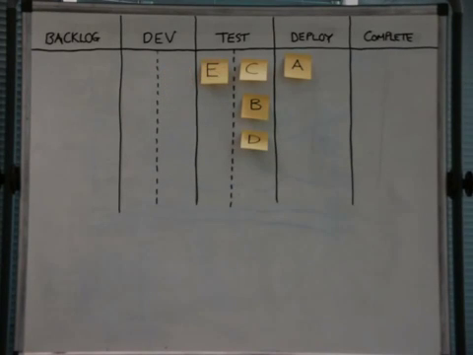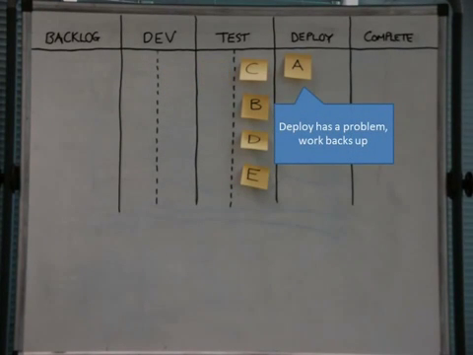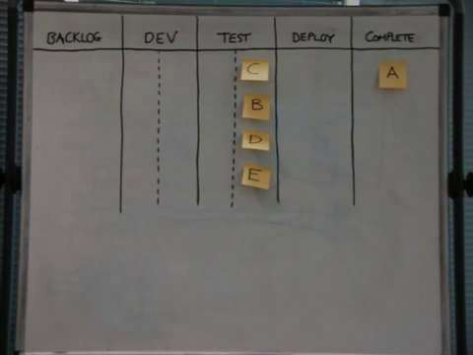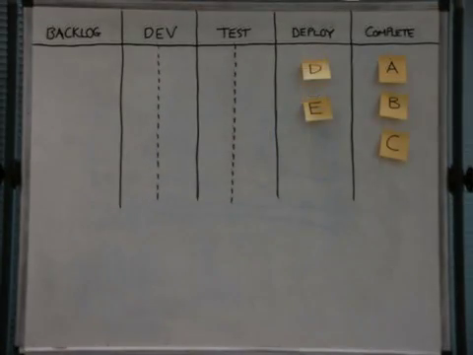And what we've got here, we've got a bottleneck. We've got a bottleneck forming because the deploy guy's stuck, your build engineer's stuck on A, and it's all backing up into test. But we can see that, so we can maybe help the guys move A to complete, then the work can start flowing again.